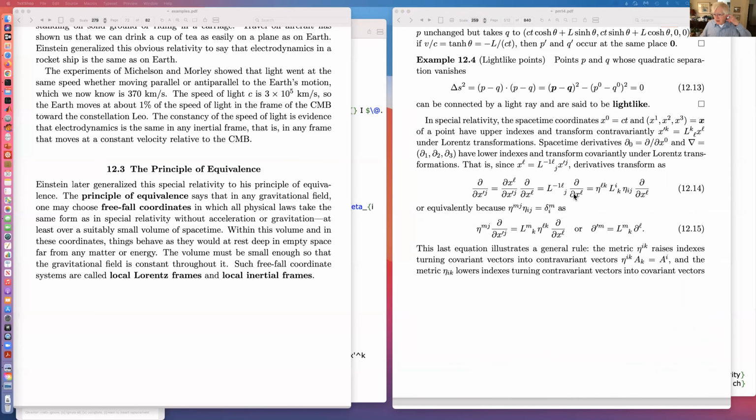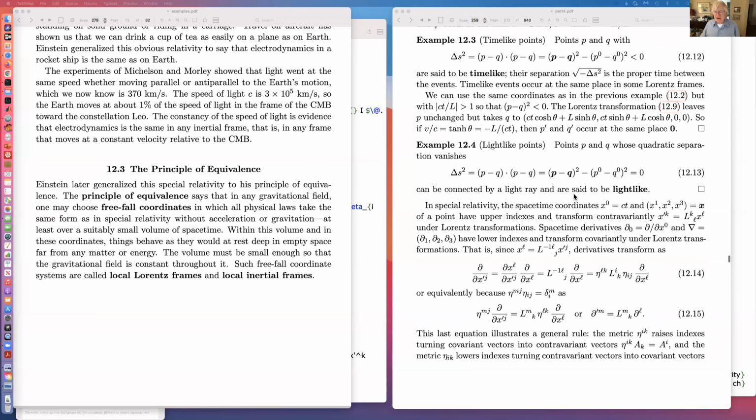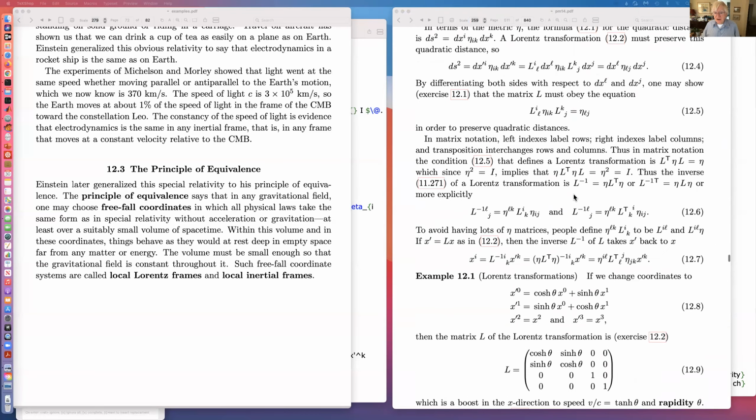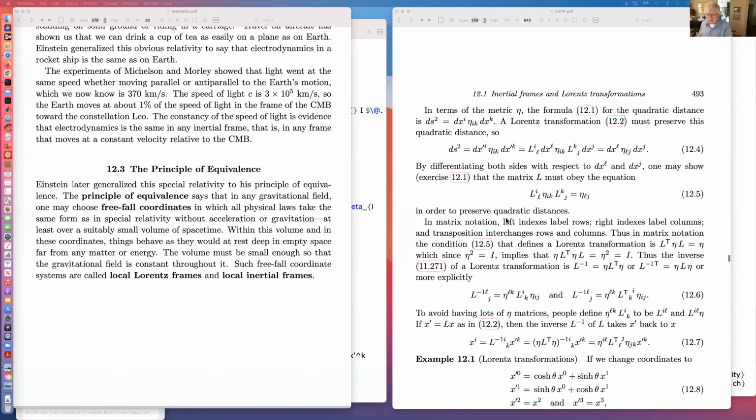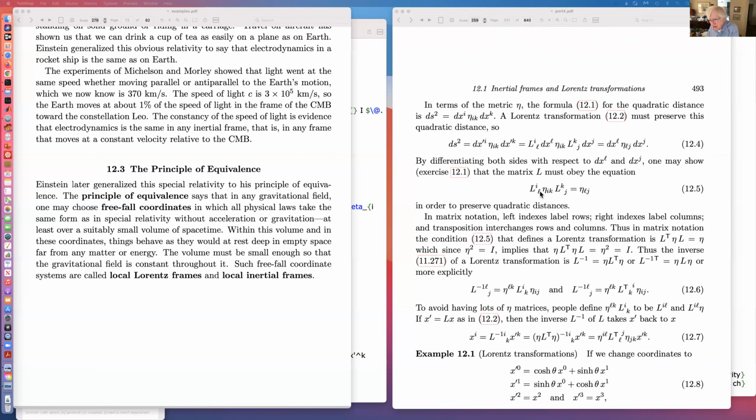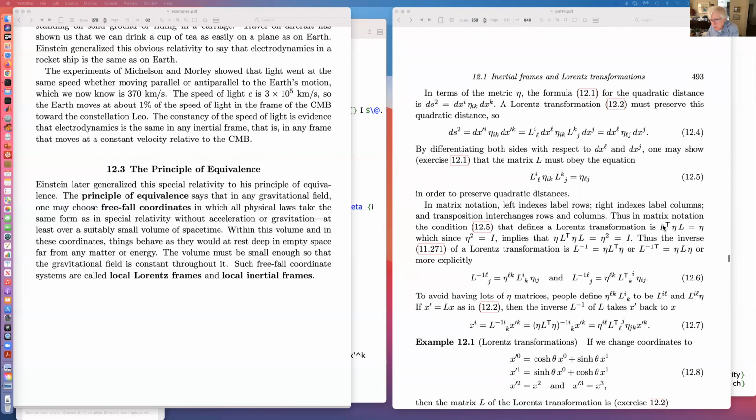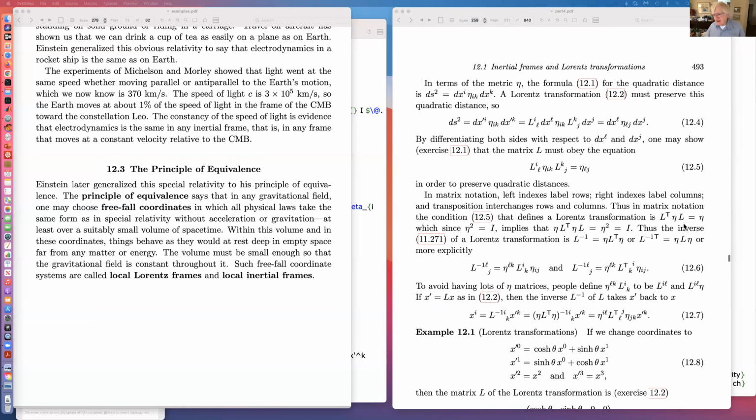Let's see, we'll maybe go back here and I'll just mention some of the mathematics. What we saw here is that the definition of a Lorentz transformation is this expression here. Now this L here, if we want to have it L i, we'd write it as the transpose. So it's L transpose eta L is eta. That's what this is in matrix notation.